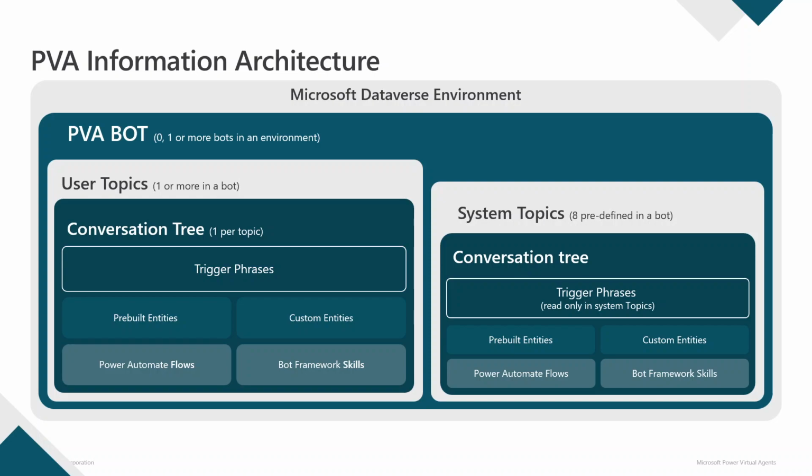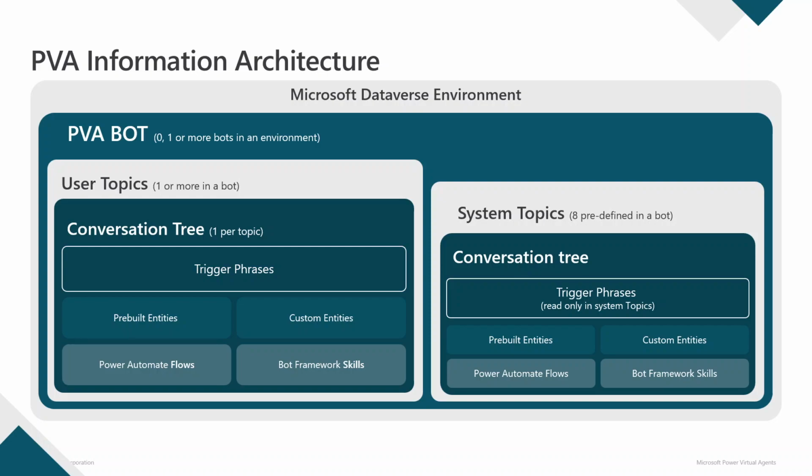Within the bot, you've then got these things called topics, and there are two types of topics. There are user topics, which you create, and there are system topics. There are 8 predefined system topics that are always on in a conversation, and then there are user topics that you can create yourself, one or more in a bot. 8 predefined system topics in a bot.